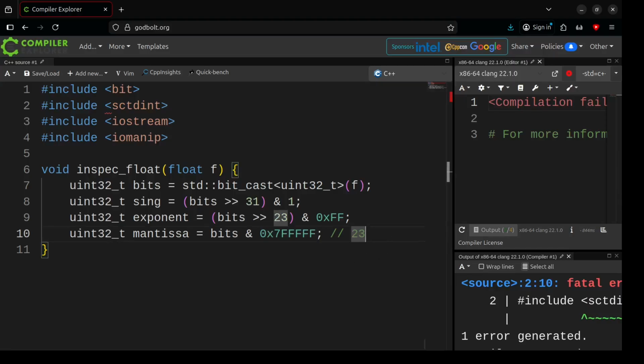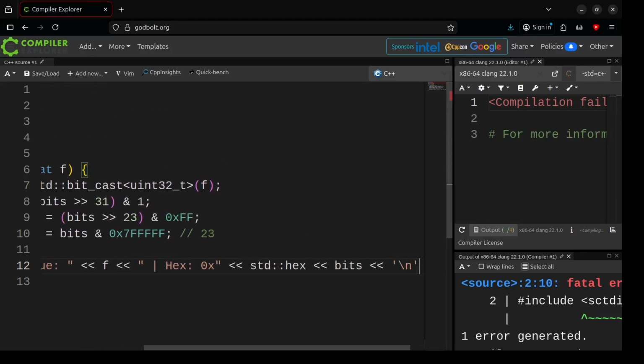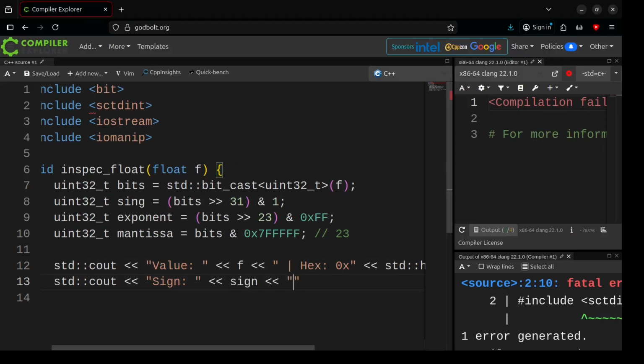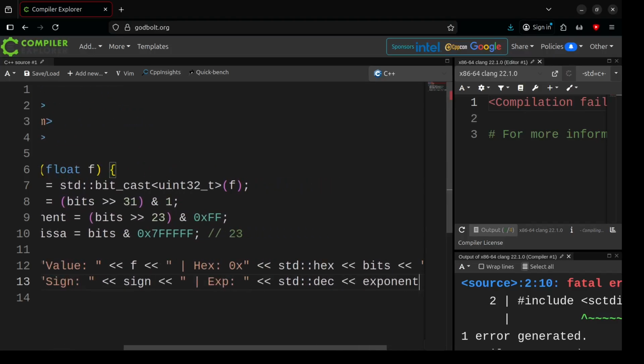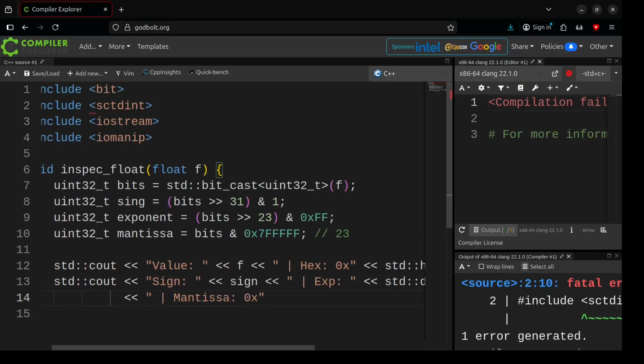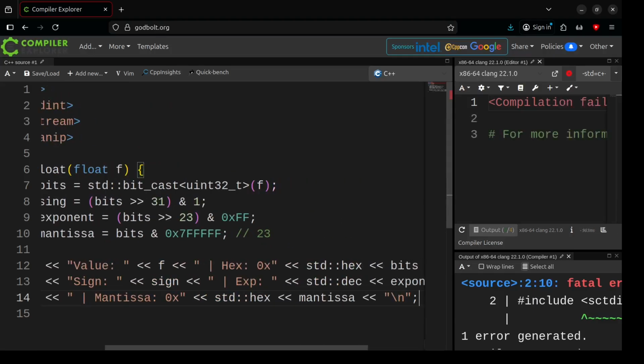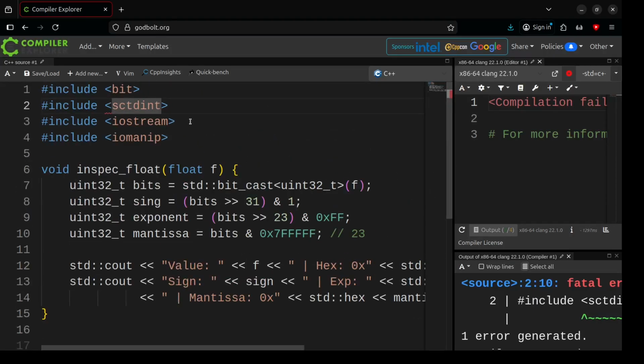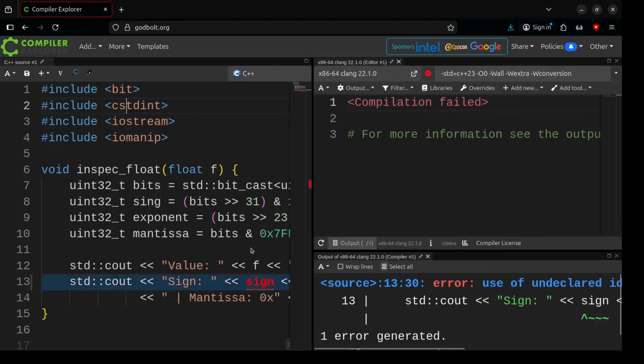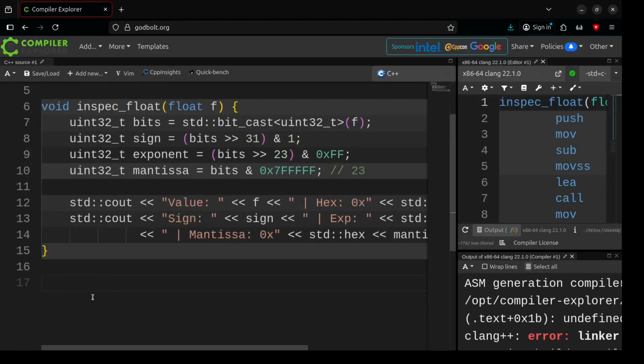Now the next step is to print all these different components of the floating point. Right? The next thing is to use that function.